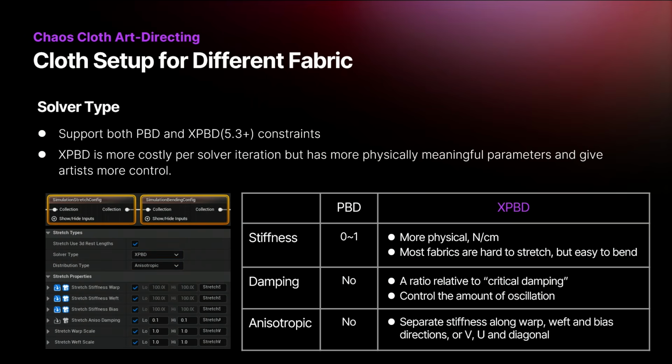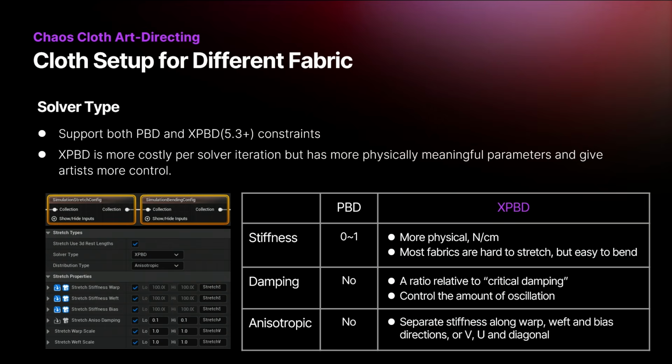Let's take a closer look at the constraints. We support two types of constraint, PBD and XPBD. PBD is faster and more game-targeted, while XPBD is more expensive per iteration, but it provides more physically meaningful parameters, and it gives artists more control. I've listed their main differences here, and there are a few things I want to highlight.